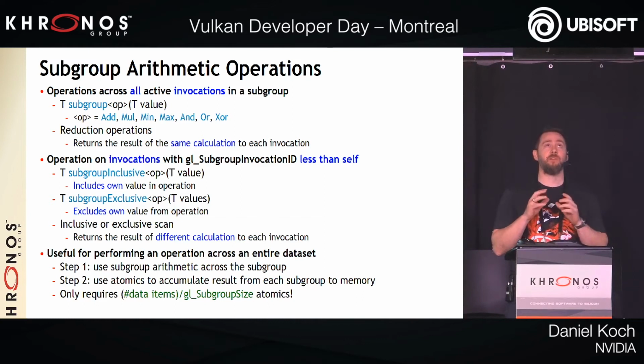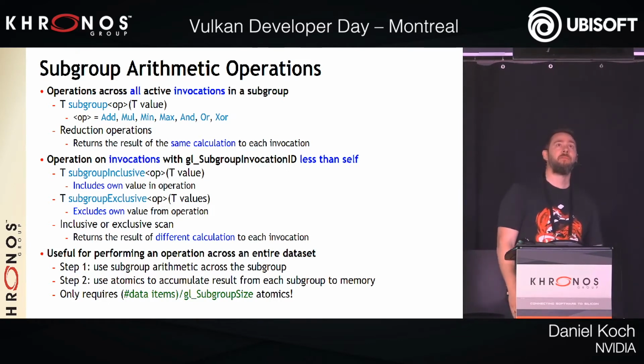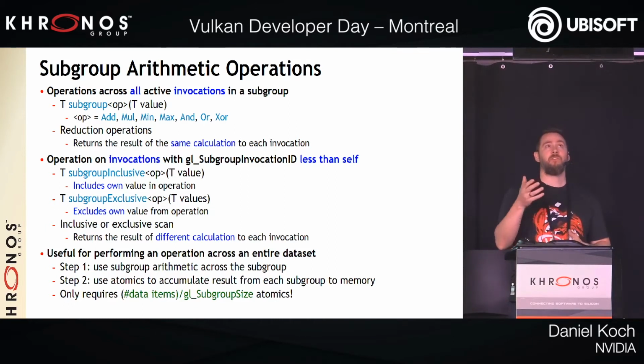There's also some operations that operate on invocations compared to the current invocation, operating on the ones that have lower IDs. So basically, a partial subset of them, and those are called inclusive or exclusive scans. There's a subgroup inclusive op, so subgroup inclusive add, subgroup exclusive add. The difference between inclusive and exclusive is: does the data from your invocation contribute to the calculation or not?